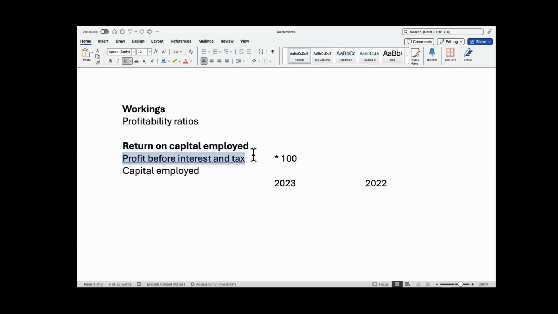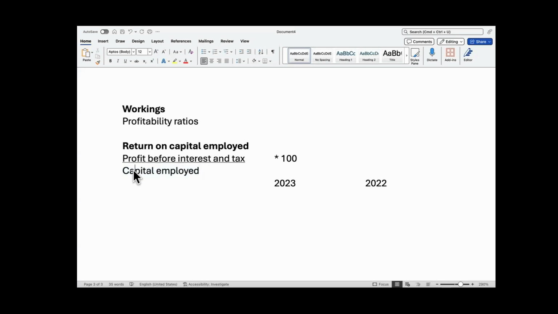You know that it's also possible that this ratio can be PAT, or your profit for the year, divided by capital employed. If you decide to use profit for the year divided by capital employed, you are also correct. But in that case, if you are using profit for the year, the capital employed you must use should be your equity alone.